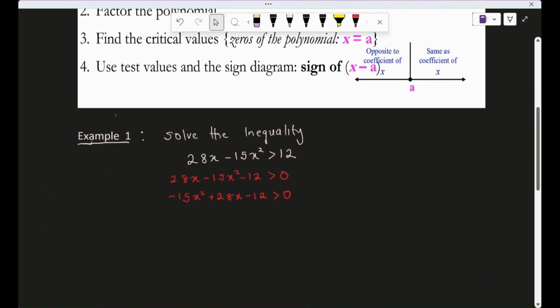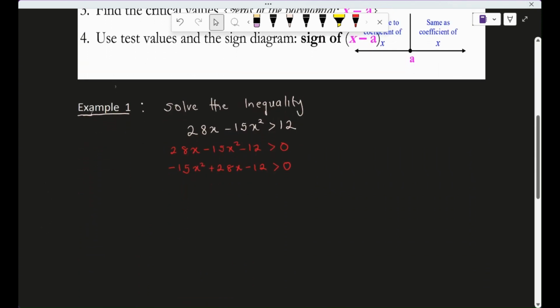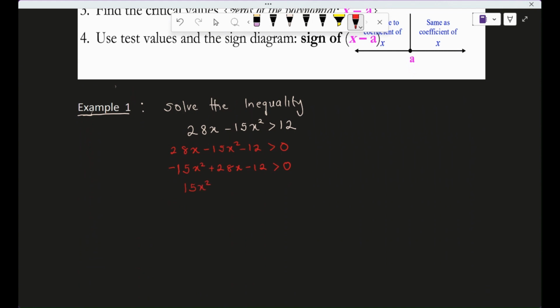All right. So now, if you look at this, we can also try to make the coefficient of x squared positive by multiplying by negative. So this becomes 15x squared minus 28x, and this will be plus 12. Now this will be less than or equal to 0. Okay. Now you have less than or equal to 0, so we need to factorize.